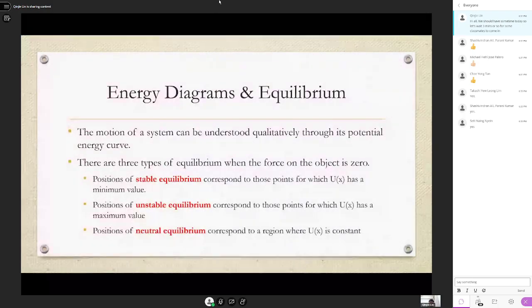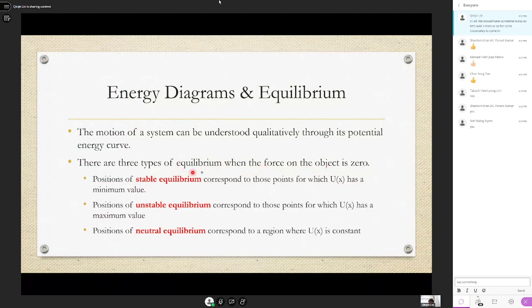Then this last section, very quick one, just qualitatively only, for you to understand some energy diagram concepts. There's no calculation for this. So the motion of a system can be understood qualitatively through its potential energy curve. There are in general three types of equilibrium, and the force on the object is zero.